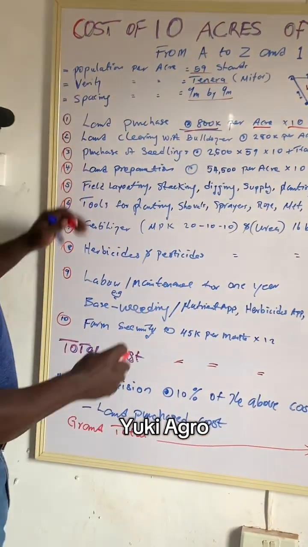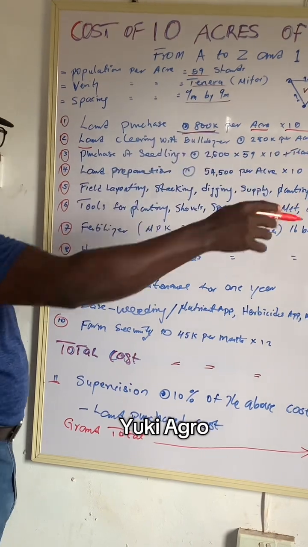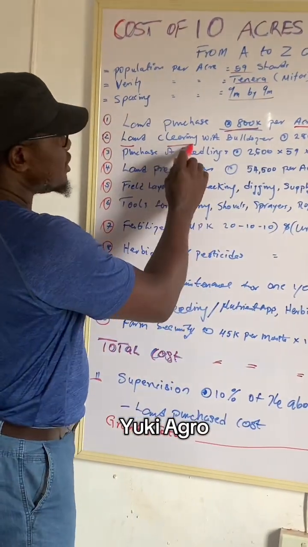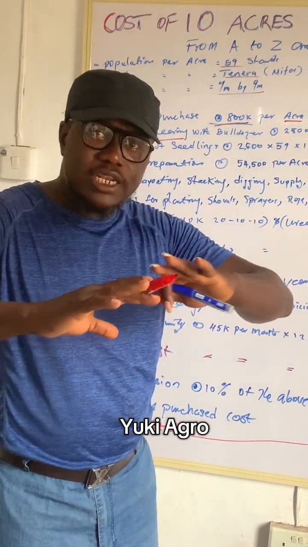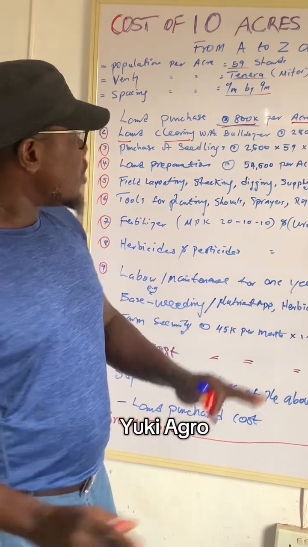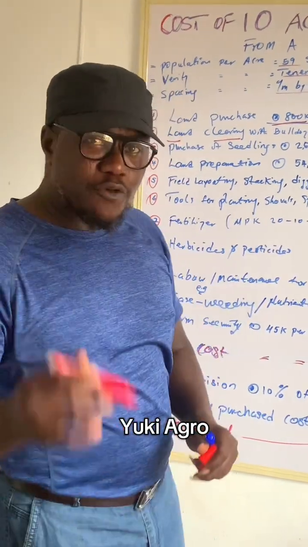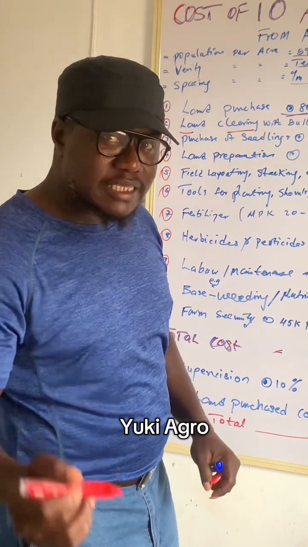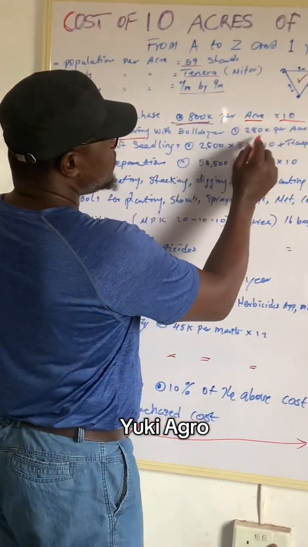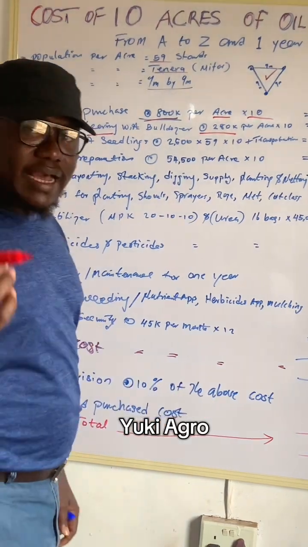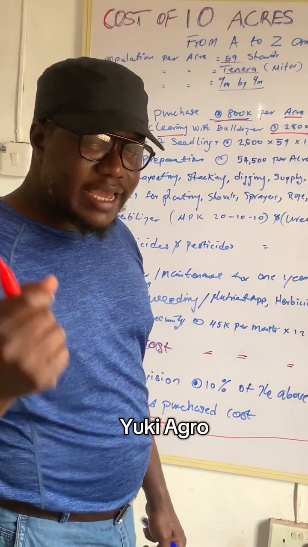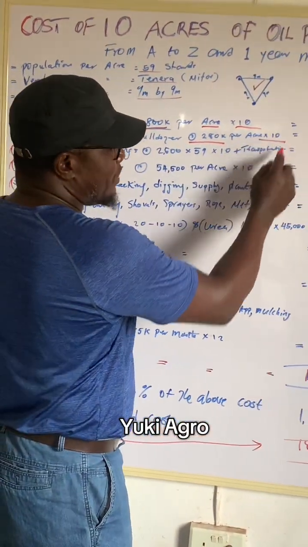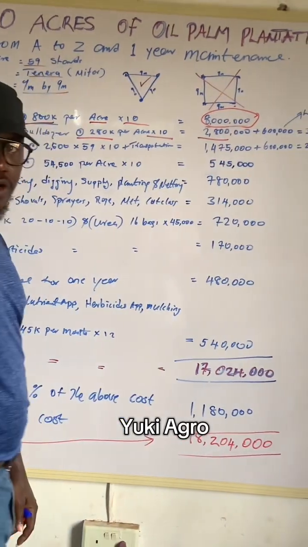Then we move quickly to number 2. After having the land, the next thing you should look at is the land clearing, all right? Land clearing by using a bulldozer, that means all the land will be cleared in an agricultural way that sets the whole farm open for proper field outing and planting and maintenance, all right? Then, to use a bulldozer to clear per acre, it will cost you 280,000. 280,000 multiplied by 10, you will have 2.8 million, okay?